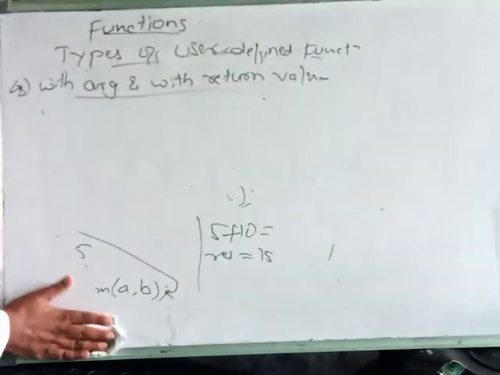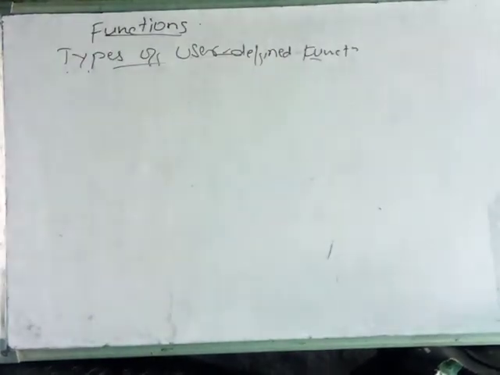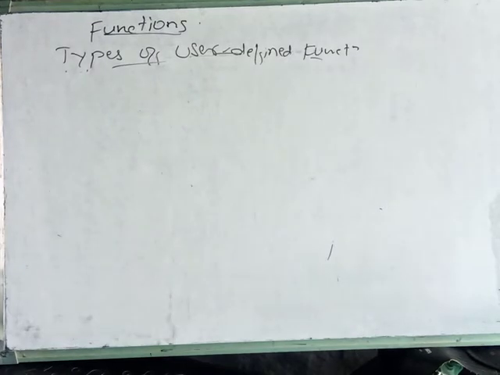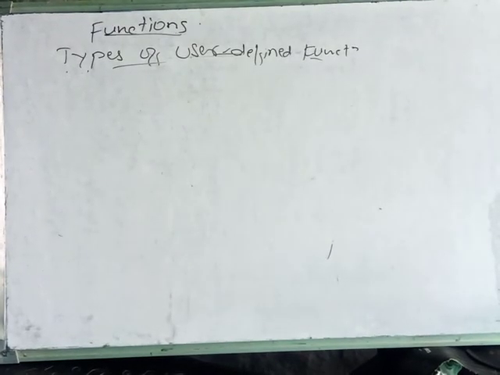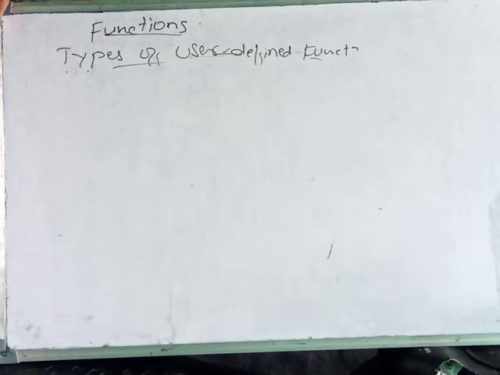Next one is the recursive program. Recursive means repeatedly calling one function until the final output value comes. If we say the definition, a recursive function is a function that calls itself. The same function calling itself, the process of a function calling itself, is called recursion. The function which calls itself, we call that a recursive function.